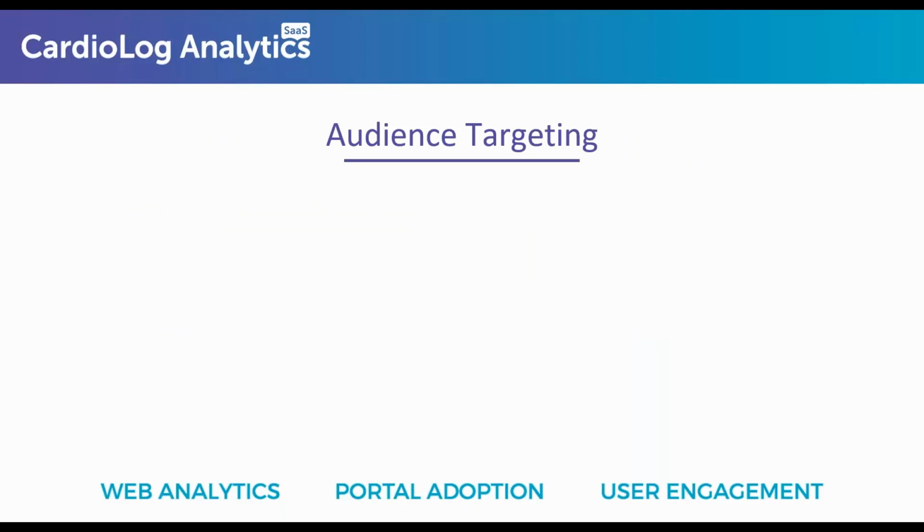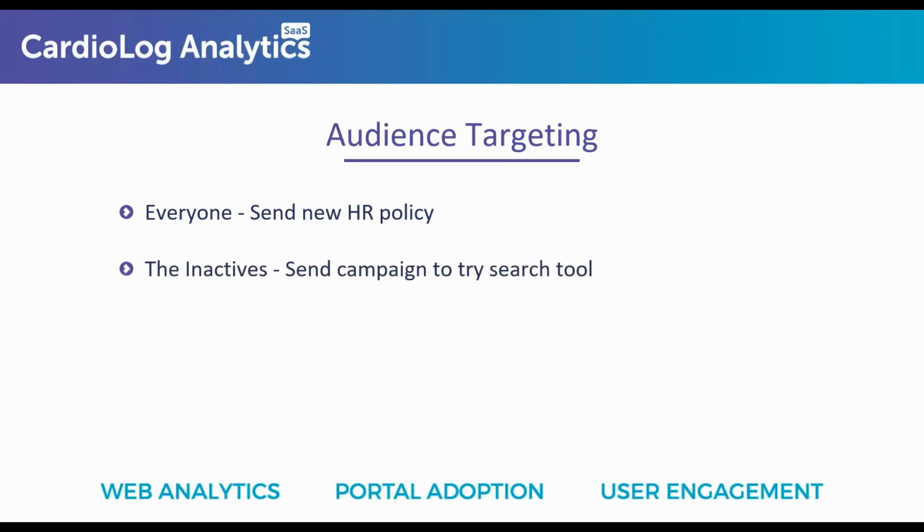The first step is to identify who you're trying to communicate with. With Cardiolog Engage, you can easily segment your users and send campaigns to targeted audiences. You could send your campaign to literally everyone. You can send an email about a new HR policy, or you could send a desktop notification about the CEO's new blog post. You could also send a text message about a snow day.